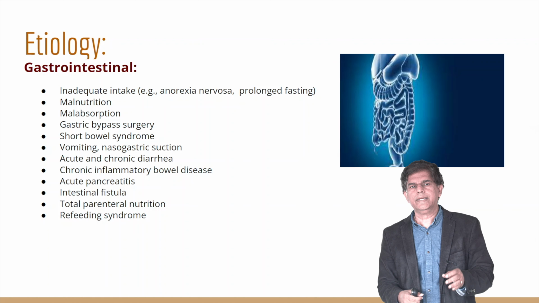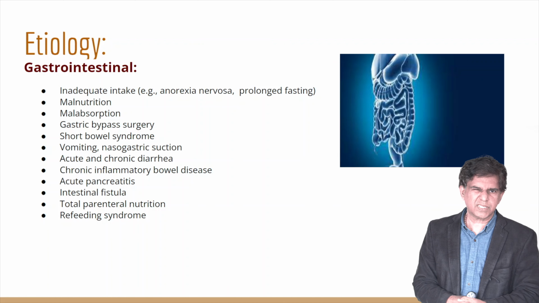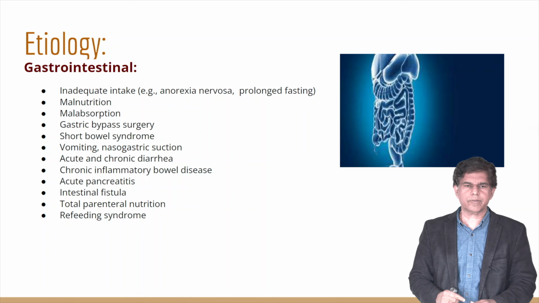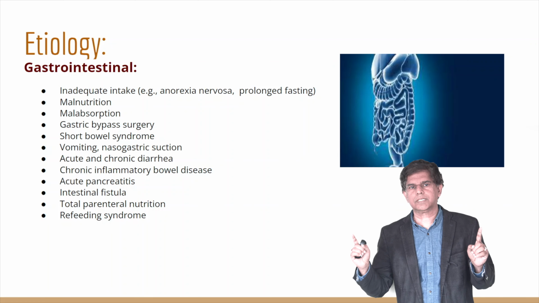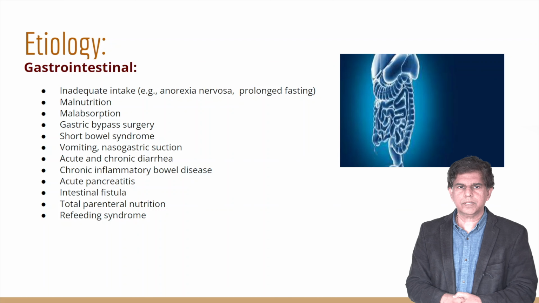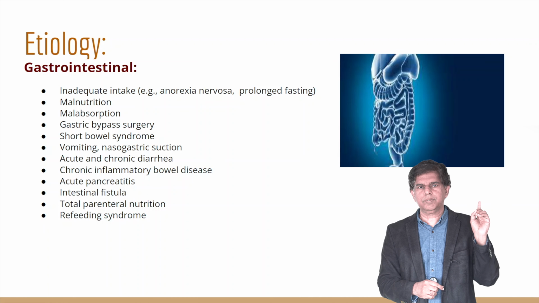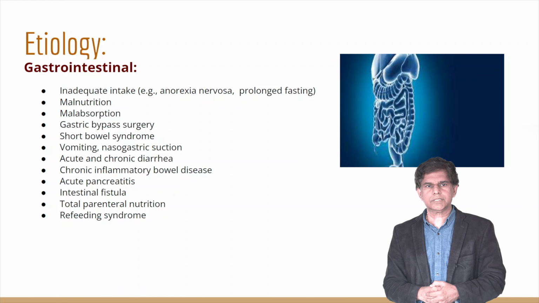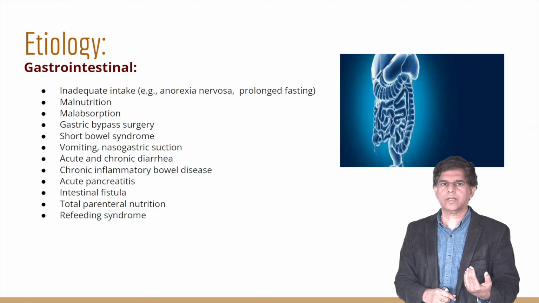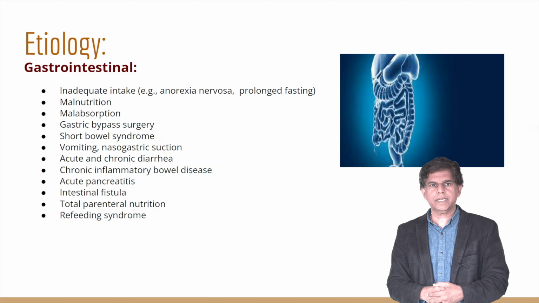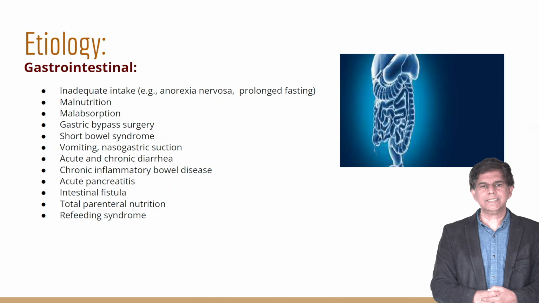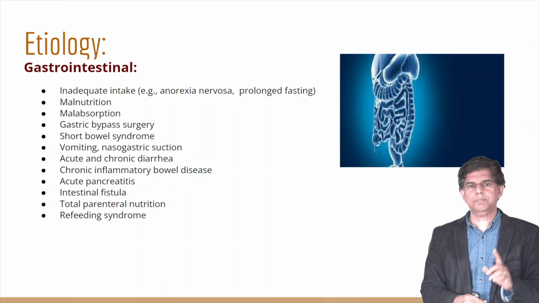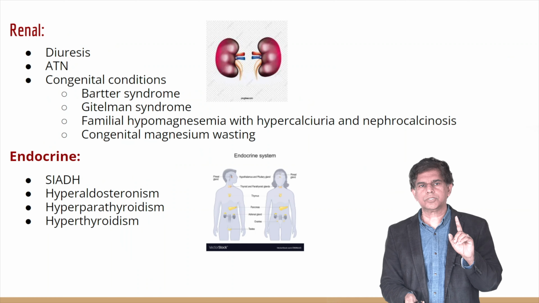And let's get into our etiology. In the gastrointestinal category, there is usually inadequate intake, like anorexia nervosa. Prolonged fasting can affect it. Malnutrition, malabsorption, gastric bypass surgery. Be very careful when you have a lot of people having gastric bypass surgery, and make sure to check the electrolytes. Short bowel syndrome, vomiting, nasogastric secretion. Anytime you have upper and lower gastrointestinal tract losses, acute or chronic diarrhea, chronic inflammatory bowel disease, acute pancreatitis. We'll come back to that. Recent intestinal fistula, TPN, and refeeding syndrome. All of this could be the causes.